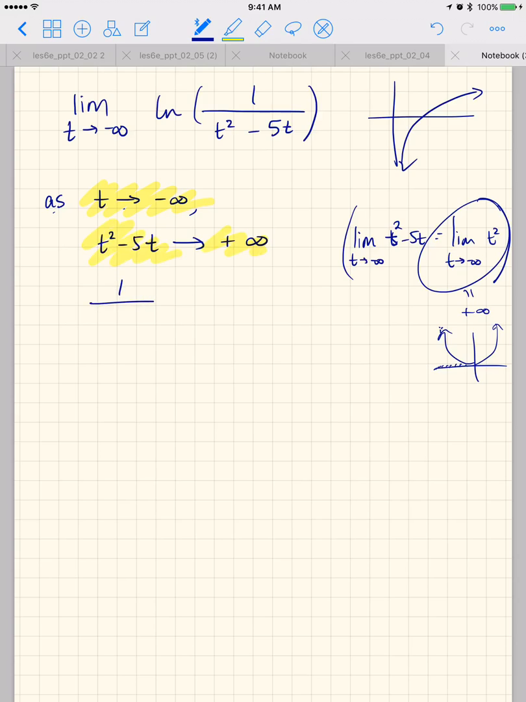So the reciprocal of t squared minus 5t, it's got to be going to what? It's got to be going to 0. And it's going to 0, but it's going to 0 from the right. Okay, so these are all positive numbers.